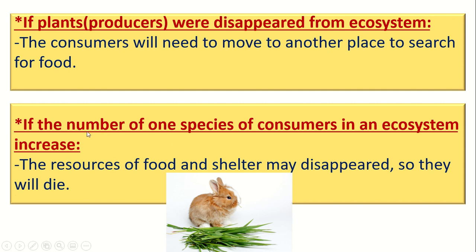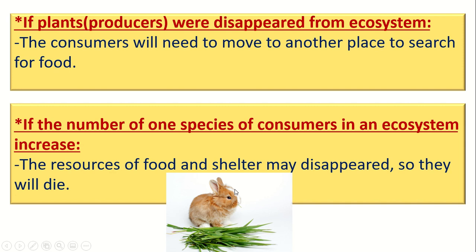Okay, number 2, what will happen if just one species of consumers in the ecosystem increases? What's the meaning of that? One species of consumers, like rabbits. If the rabbits increase in the ecosystem, what will happen? All the rabbits will eat all the grass, so the food and shelter will disappear. So what will happen to all the rabbits? They will not find food, they will not find shelter, so they will die.